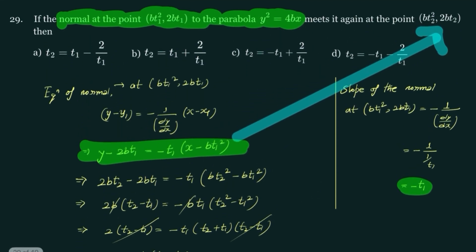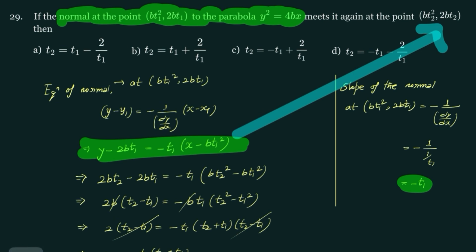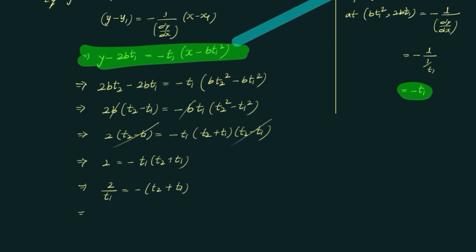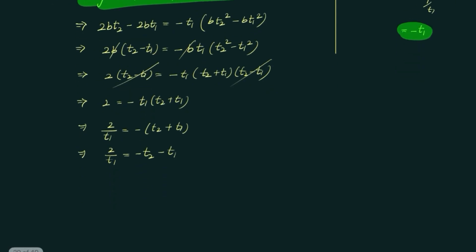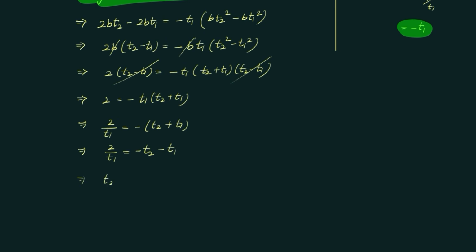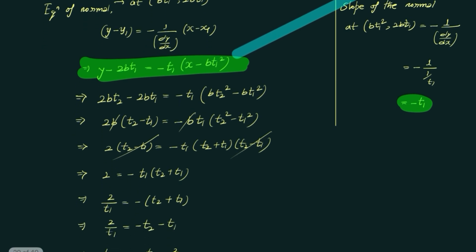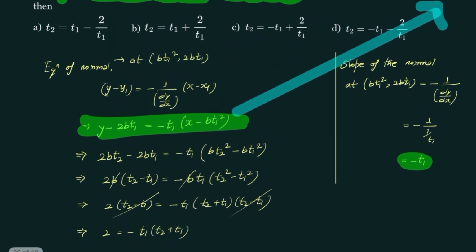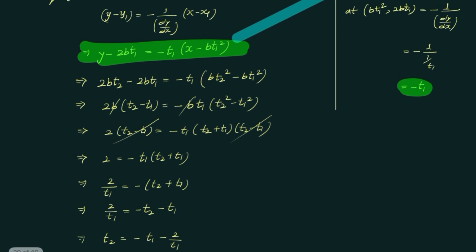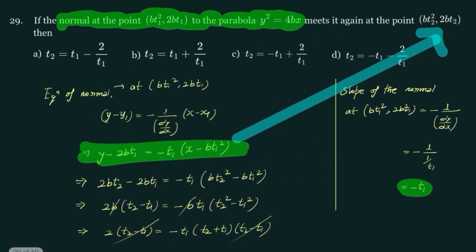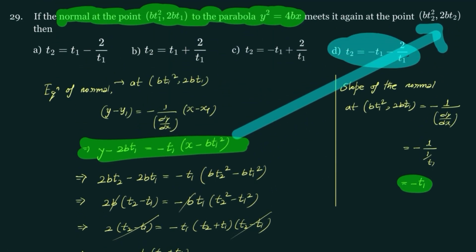So let us check the options. In the options everything is written in terms of t2, so this can be written as 2 by t1 equals minus t2 minus t1, and hence from here we can write t2 as minus t1 minus 2 by t1. Now let us compare our answer with the given options. Then t2 equals minus t1 minus 2 by t1. Okay, so option D is the correct answer here. So this is the correct answer.